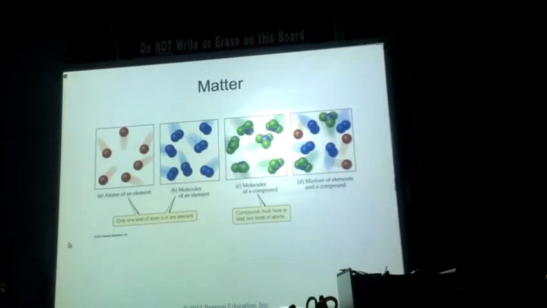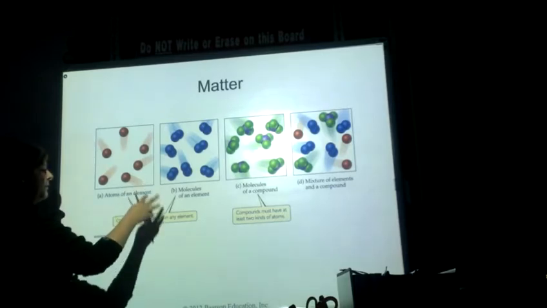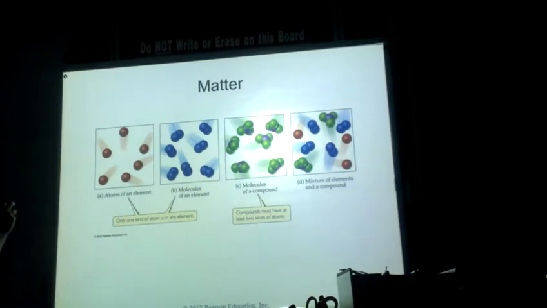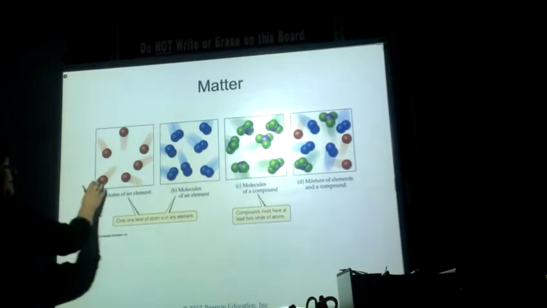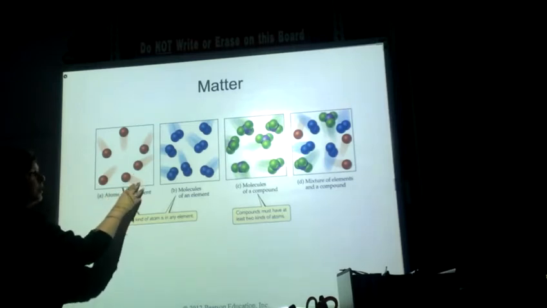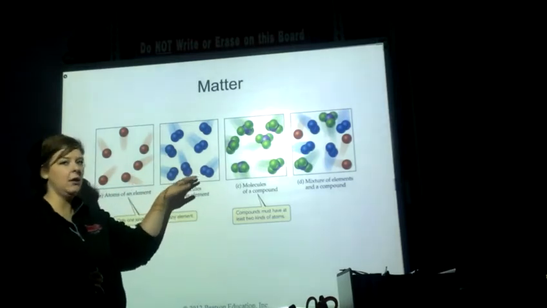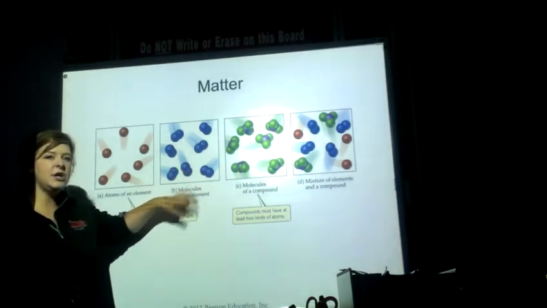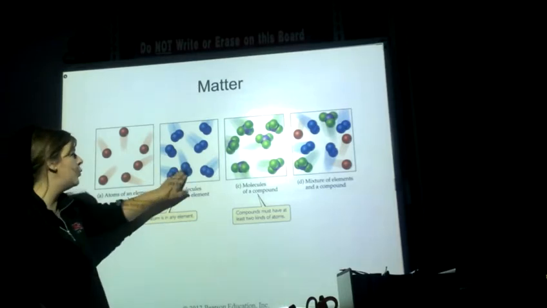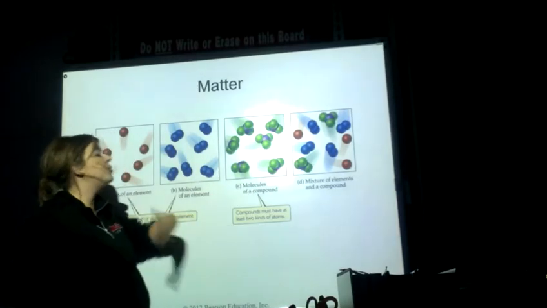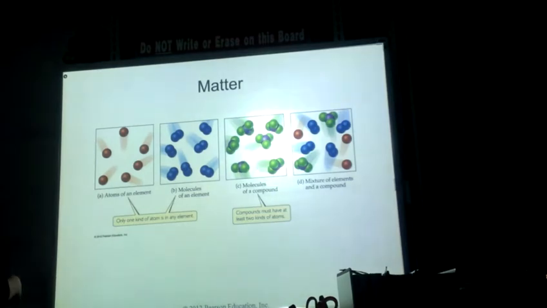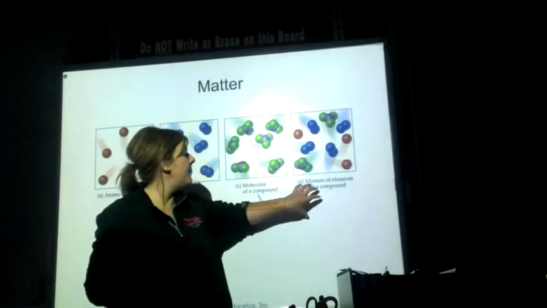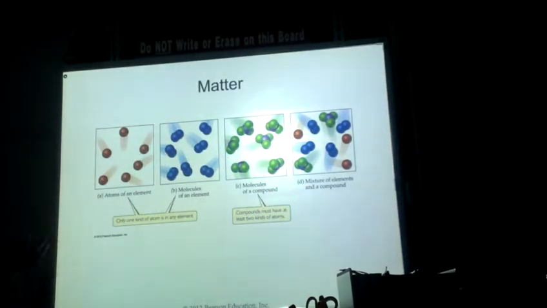So we have these different things in terms of matter: elements, compounds, mixtures. Really basic, we know that an element is considered to have only one kind of atom. So I have atoms of an element here, but then I have molecules of an element here. Remember that there are 7 diatomic elements, and each one of those we consider to be a molecule. We have molecules of a compound. We know compounds must have at least 2 different kinds of atoms.